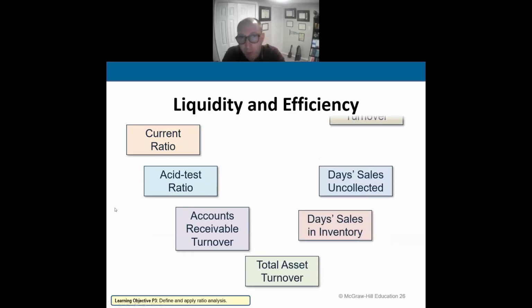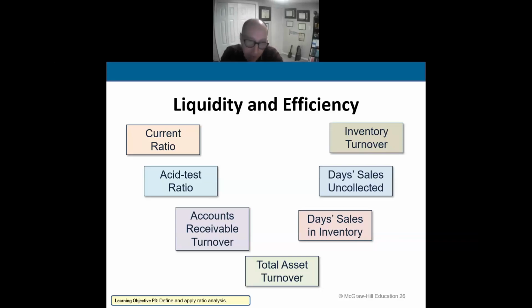Within liquidity, we're looking at the company's ability to turn its assets into cash, right? That's the whole idea behind the word liquidity. How quickly can the company turn its assets into cash? We can compute things like the current ratio, asset test, accounts receivable turnover, total asset turnover, days in sales, days uncollected, and inventory turnover. Ooh, that's a lot of stuff.